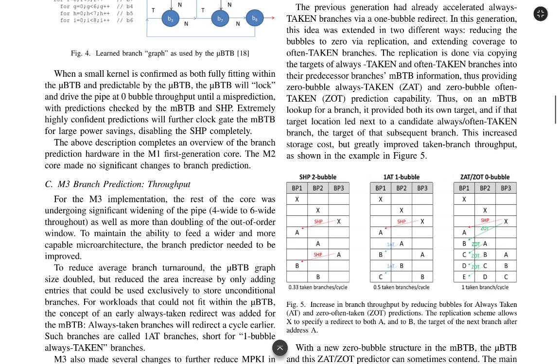The above description completes an overview of the branch prediction hardware in the M1. The M2 core and the M3 core made no significant changes to branch prediction.